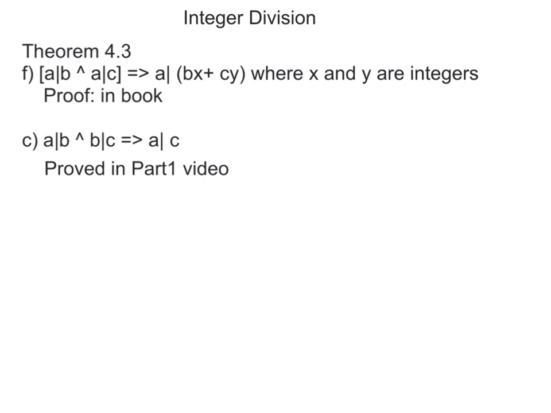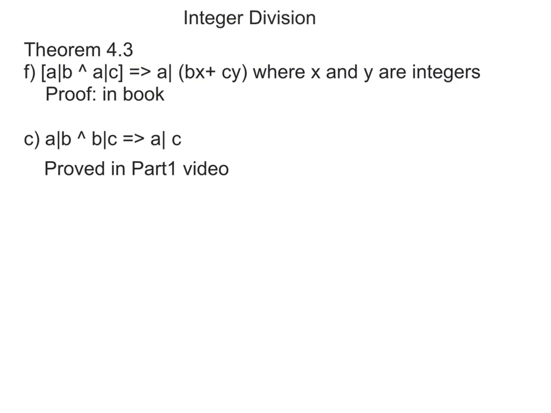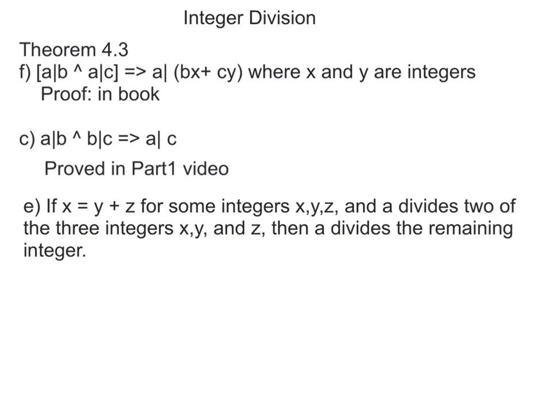Theorem 4.3, part F, a divides b and c divides a implies a divides any linear combination of b and c, is proved in the book. Theorem 4.3, part C, a divides b and b divides c implies a divides c, was proved in our last video. We are going to look at theorem 4.3 part E. If x equals y plus z for some integers x, y, and z, and a divides two of the three integers x, y, and z, then a divides the remaining integer.